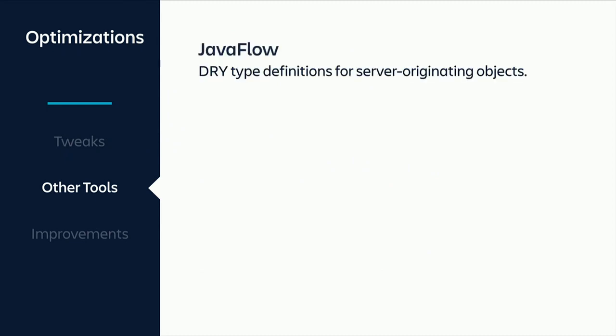Other tools that you can use to make this build process better: Java to Flow, so some don't-repeat-yourself type definitions. If you have models coming down from the server in Java to JavaScript, you can automatically convert your Java objects into types for Flow that will be automatically identical between the two.